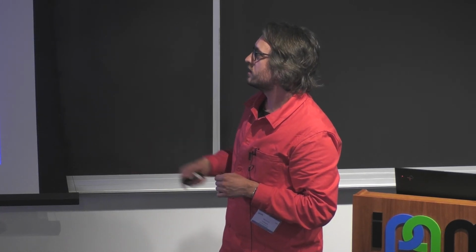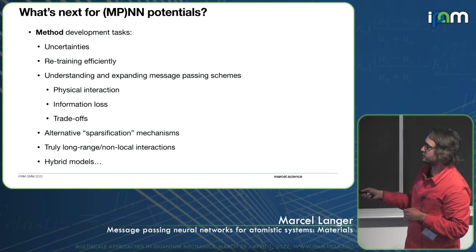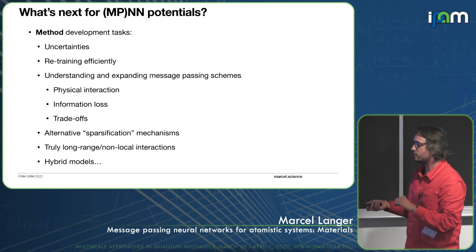So from the method development side, these two are necessary for on-the-fly learning. So you need really a robust ability to tell when you're making a bad prediction. So you have to have some notion of uncertainty.